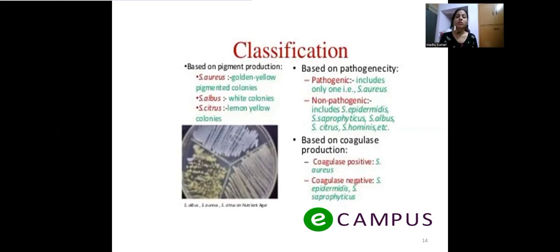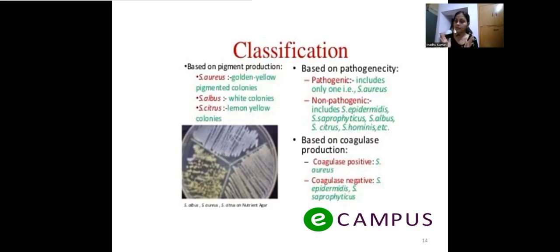And based on coagulase production, there is coagulase positive and coagulase negative. Among coagulase positive, Staphylococcus aureus is present, and among coagulase negative, Staphylococcus epidermidis and Staphylococcus saprophyticus are present. Okay? So these are all about the gram-positive bacteria.